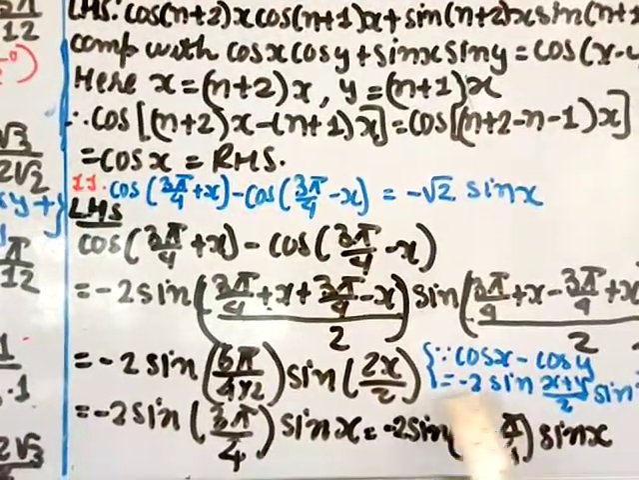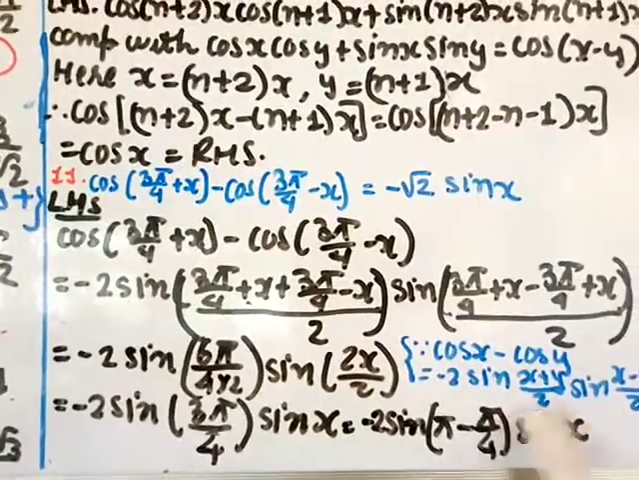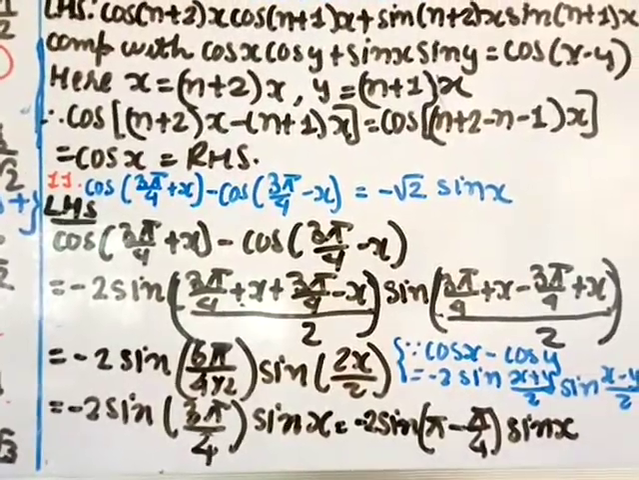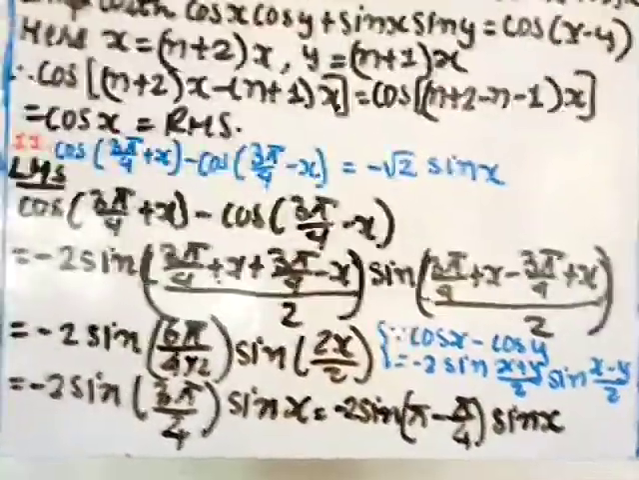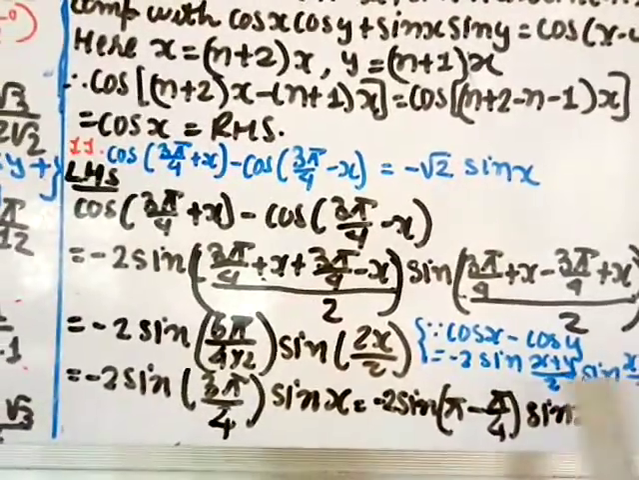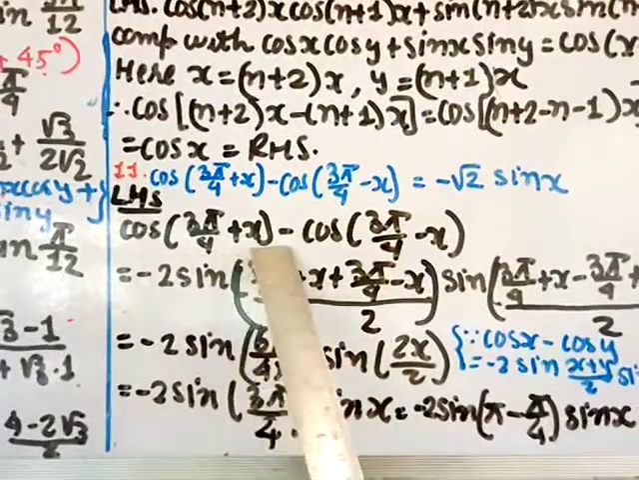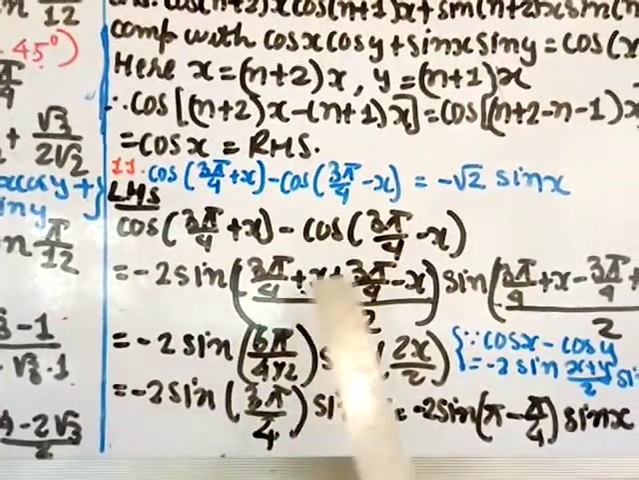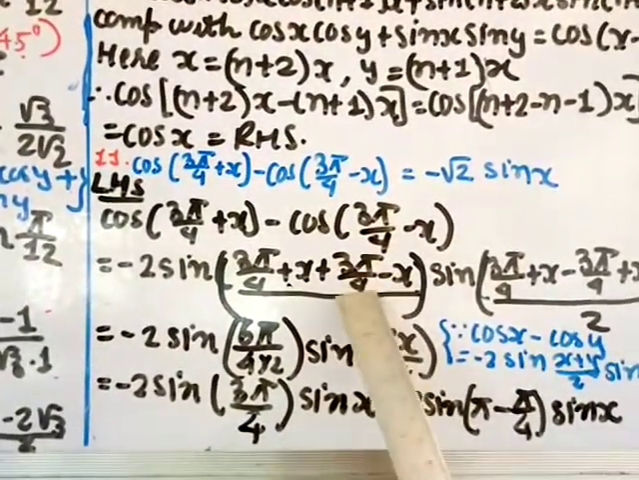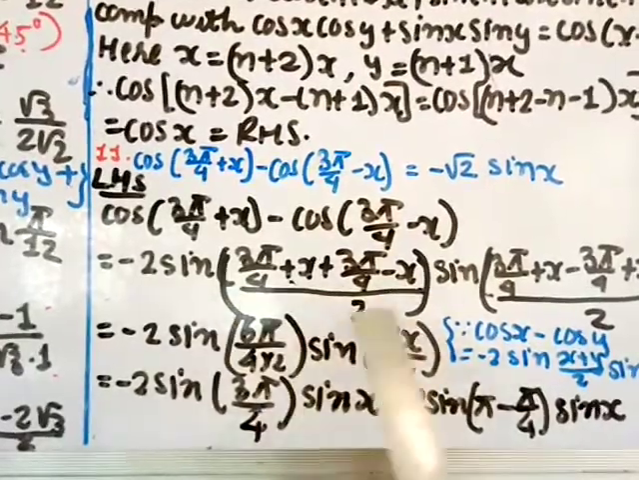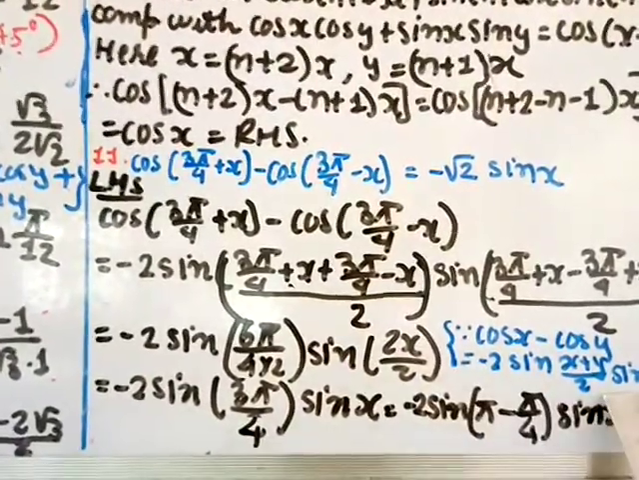The answer is minus 2 sin (x plus y)/2 times sin (x minus y)/2. These identities you have to learn thoroughly, then only you can solve it easily. Okay, so remember this. So I will start with this: minus 2 sin (x plus y)/2. So this is your x, 3 pi by 4 plus x, plus y, this is your y, 3 pi by 4 minus x, all divided by 2, into sin (x minus y).